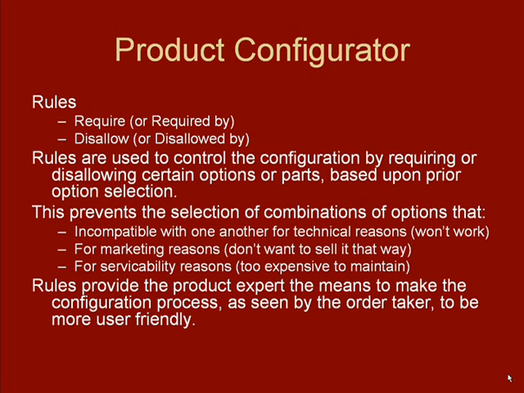Things like that. Rules also prevent the selection of options for marketing reasons, like the marketing might just not want to sell it that way. It's possible to build a purple car with a light green interior, but your marketing guys might not want to do that. It's also useful to prevent the selection of options that are not good for serviceability reasons, perhaps because they're too expensive to maintain, because parts are too rare or too difficult to come by, or certain combinations of options might not work well enough together out in the field.